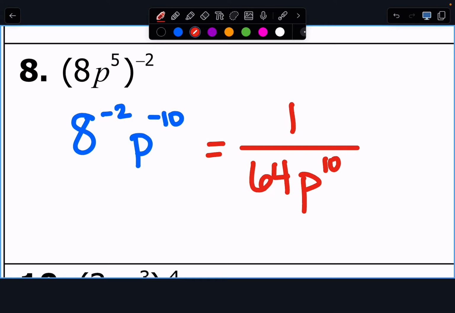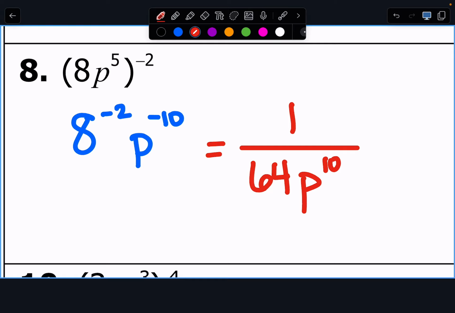Could you do the 8 to the -2 power and then switch it? So it'd be like -64. So it wouldn't be negative 64 though. It'd be 64 to the -1. Like the exponent is still negative. Does that make sense? Okay.